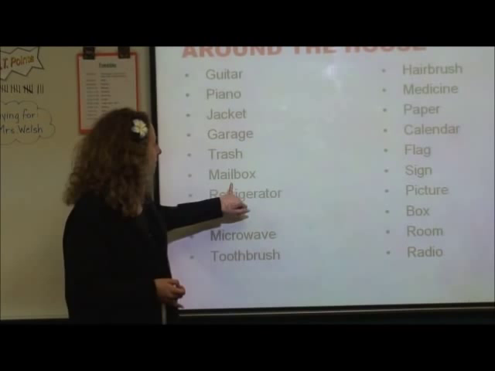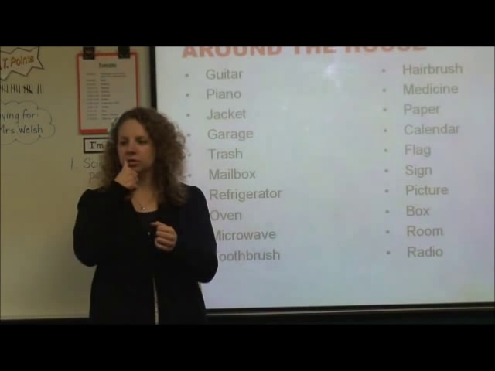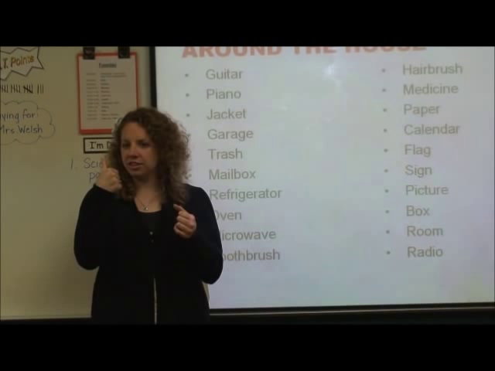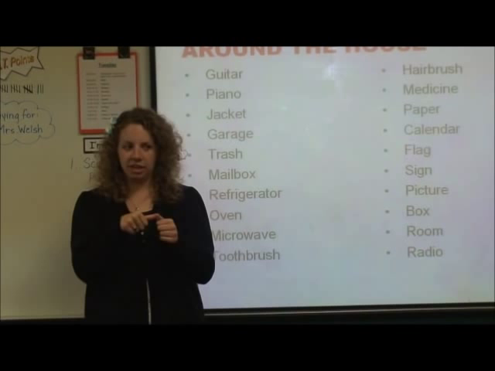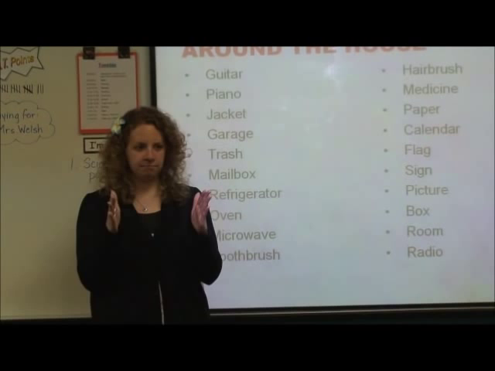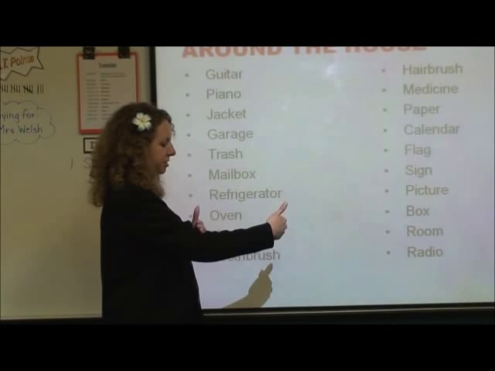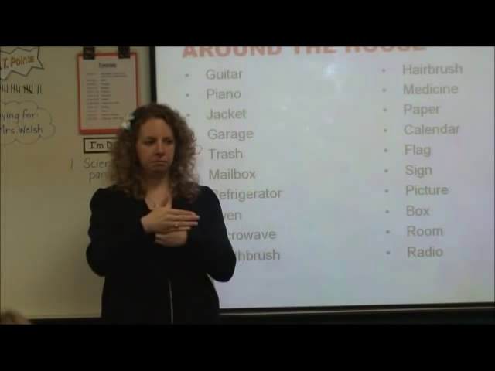Okay, for mailbox, the most common one that you'll see is letter. So this is letter. This is also stamp. It's kind of like if you had this stamp on your thumb, you licked it and then put it on the envelope or something like that. So you have letter or stamp. So you would do mail, and this is the sign for box. So I go here, like I'm saying, oh, it's about this big and about this big. Box. So you would go mailbox.